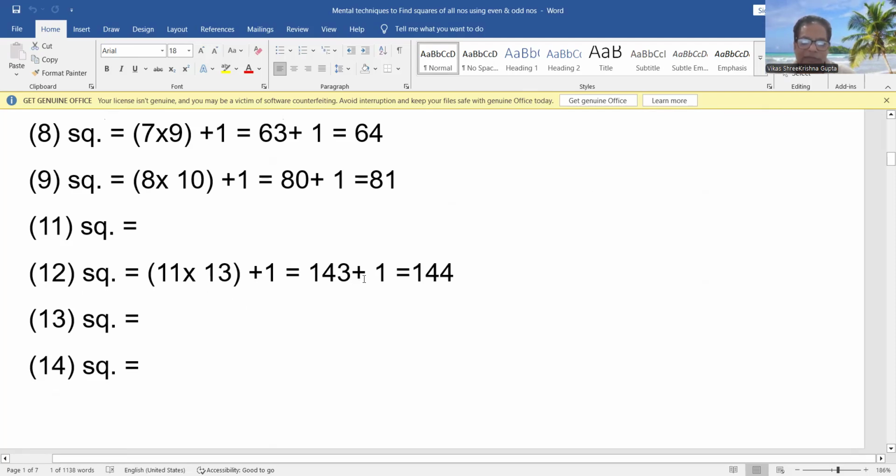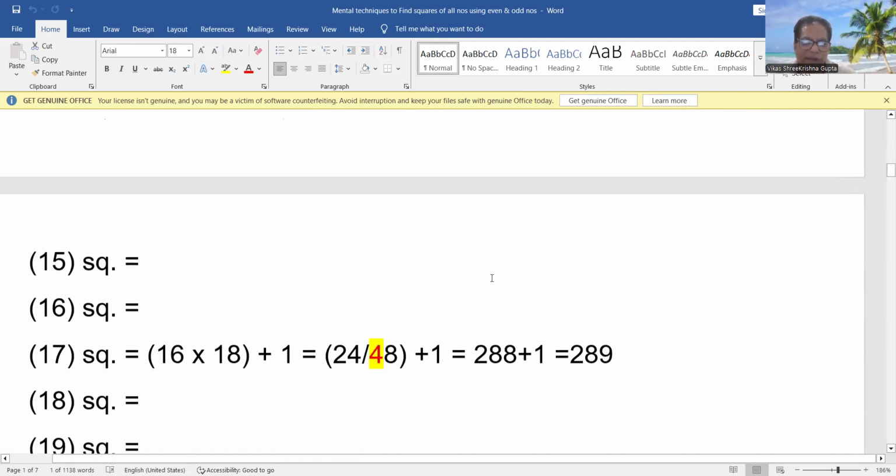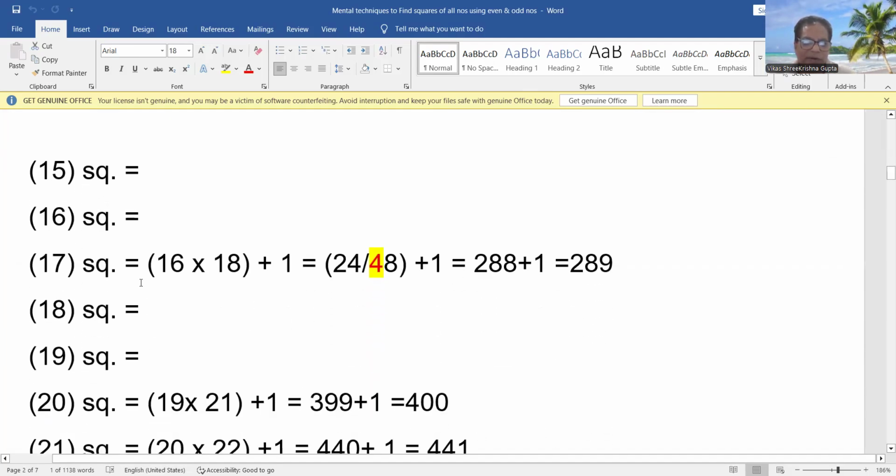I get 143. 143 plus 1 is equal to 144. In the same way, I can find the square of any number. Suppose I have to find the square of 17. Now 17 is an odd number. The neighbors, the immediate numbers before and after 17, are 16 and 18. Both are even numbers.